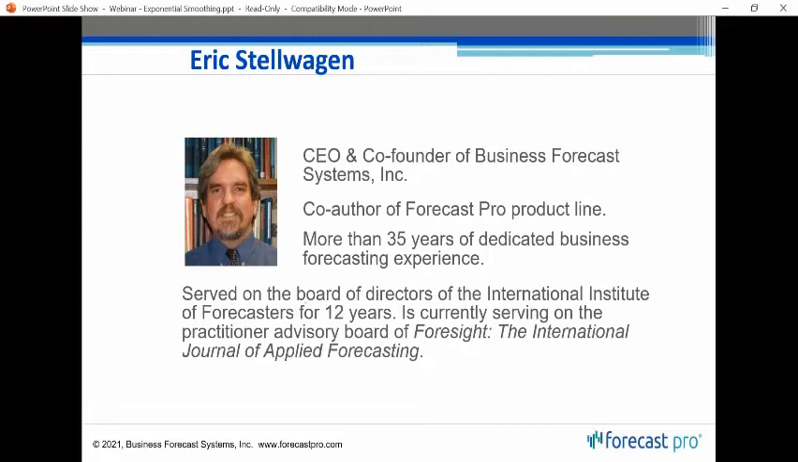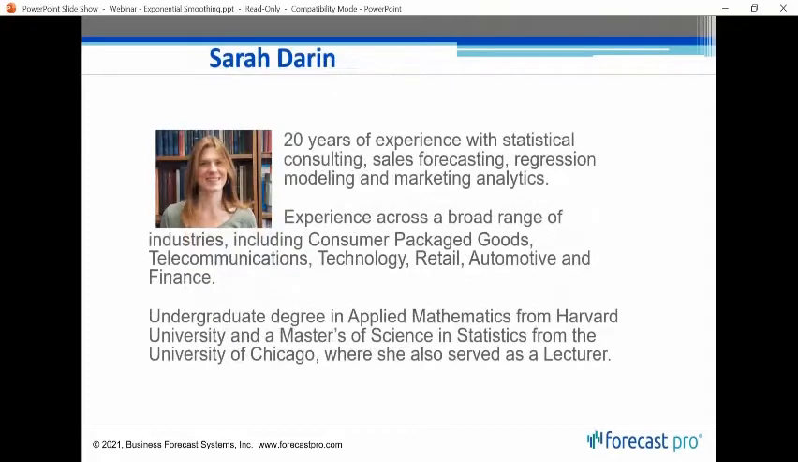So today we'll be talking about exponential smoothing. I'm going to be covering the basics, go through the models and how they work and how they're applied. And then my colleague, Sarah, will be taking us through some extensions of exponential smoothing. So I'm going to let Sarah introduce herself.